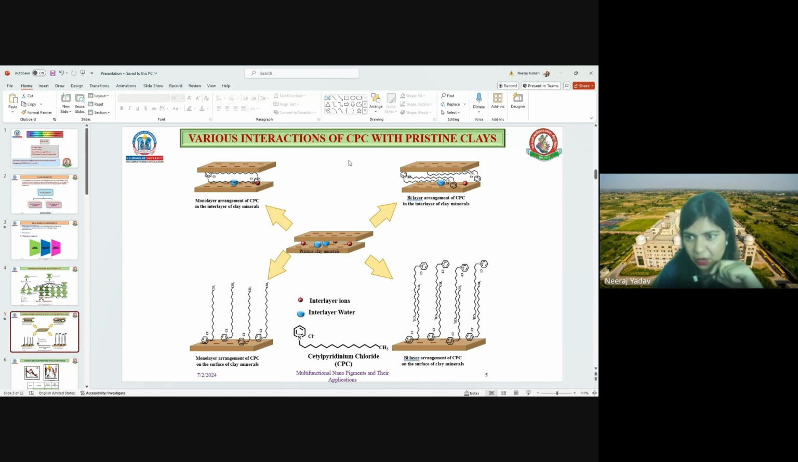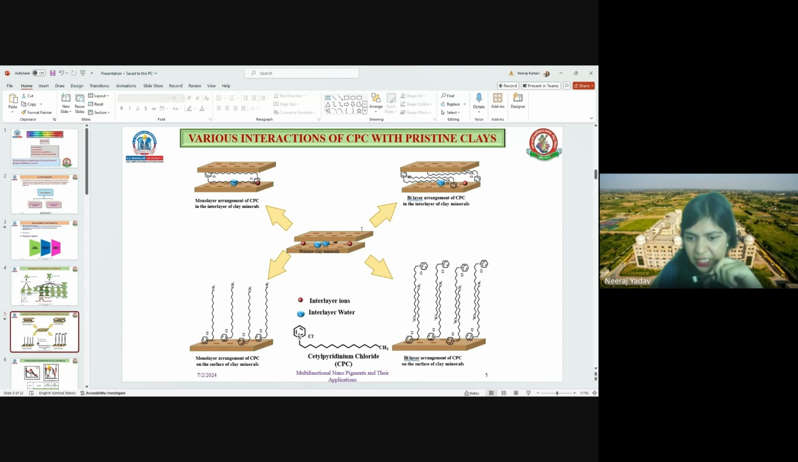So I am using these clay minerals as an adsorbent for removing dyes, and also as inorganic fillers in the polymer matrix. The polymers are hydrophobic in nature and clay is hydrophilic in nature, so it is very necessary to modify the surface of the clay minerals. Here in my work, I am using cetyl pyridinium chloride, which is a cationic surfactant, right?